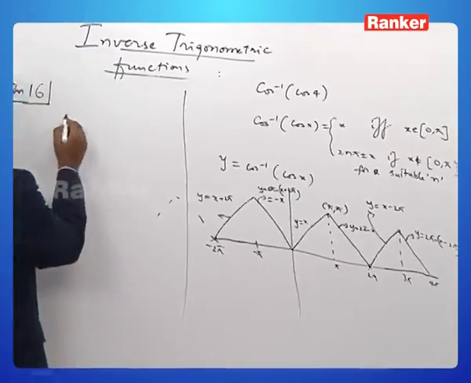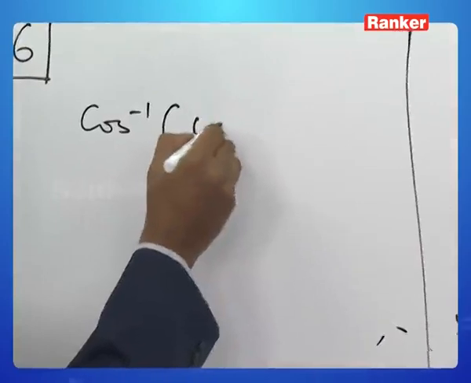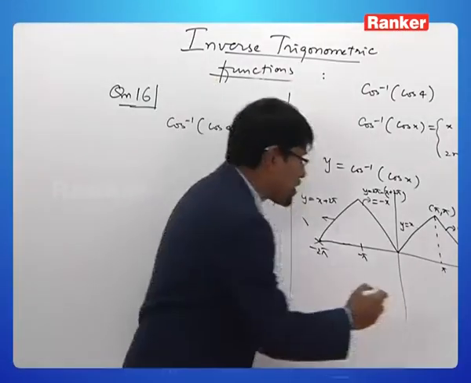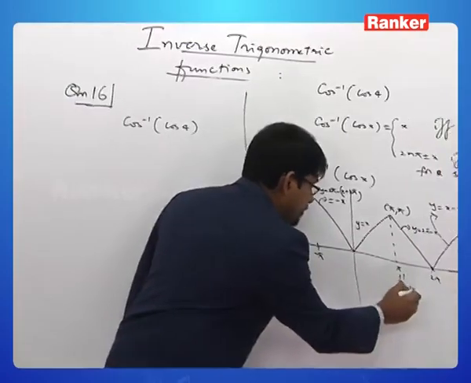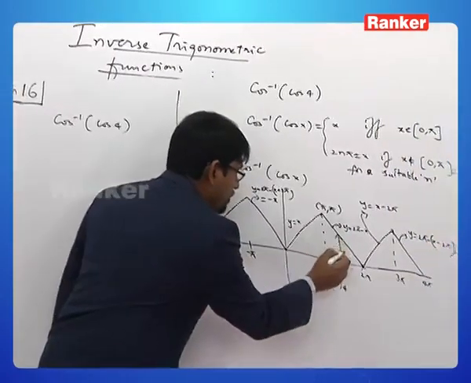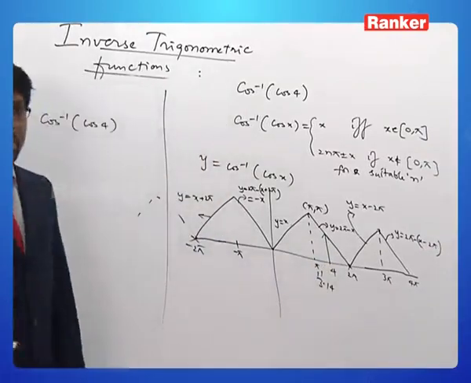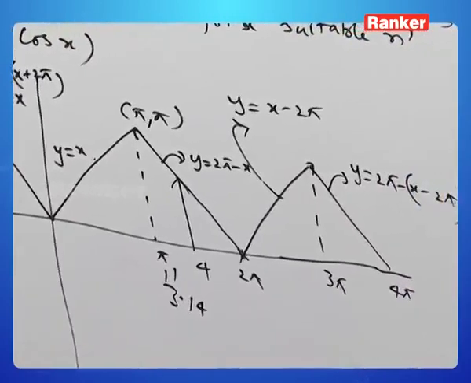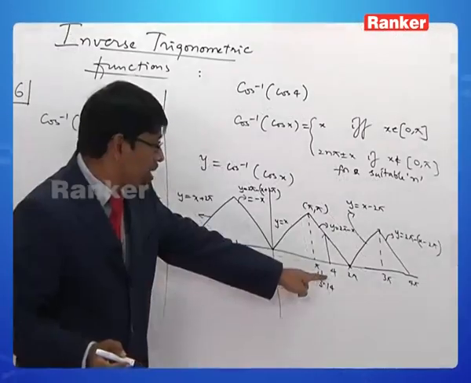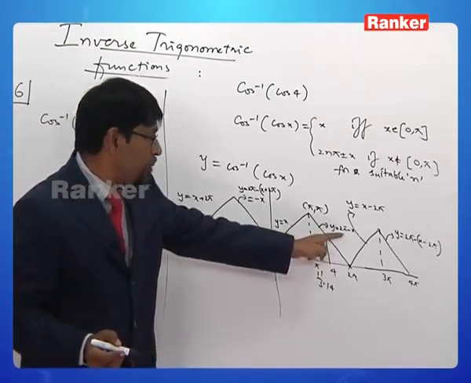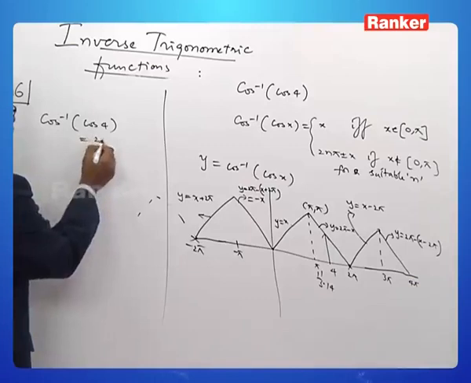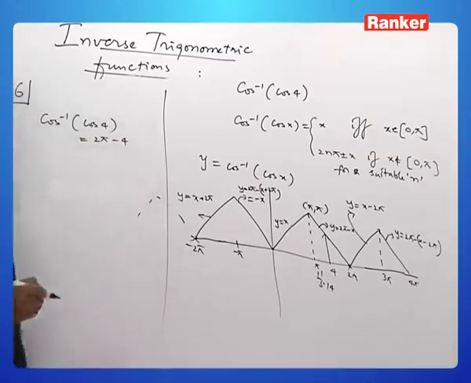Now, cos inverse of cos 4 is what we want to locate. Where is 4? This is 3.14. 4 is here, somewhere between pi and 2 pi. Now, cos inverse of cos 4, what is the rule of the function? When x is 4, 2 pi minus x is the rule. So therefore, we have 2 pi minus 4. So cos inverse of cos 4 is 2 pi minus 4.